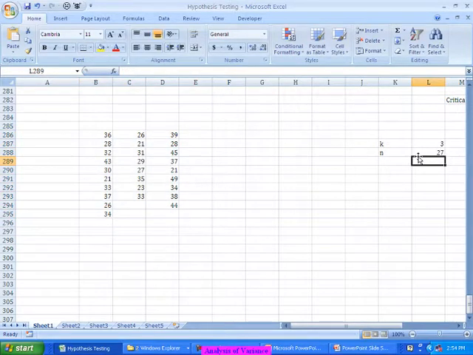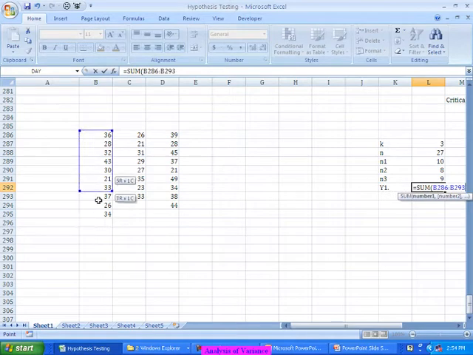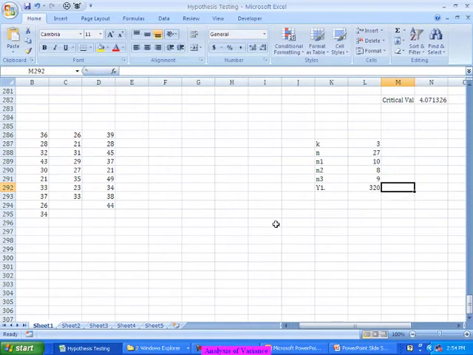Quickly doing it because it's the same thing. N1 is 10, N2 is 8, N3 is 9. Then we are talking about y1 dot and y1 dot bar. So y1 dot is the summation of all these, 320, and y1 dot bar is nothing but this divided by 10, which is 32.